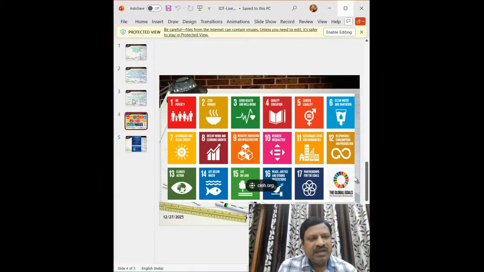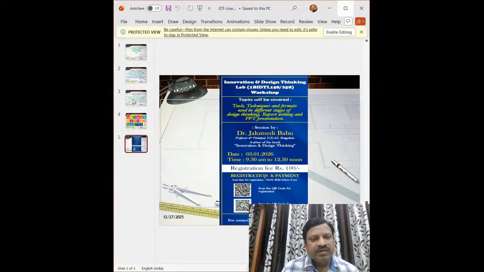For the complete and other stages of design thinking, I want to explain in a workshop which I am going to conduct on the third. All the stages of design thinking, the tools, techniques and formats we will use, and how to make a report of your project. At the same time, the ways we can make your presentation more convincing to the audience. So this is a workshop I am going to conduct.